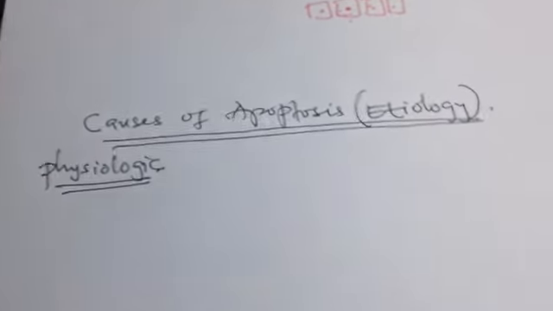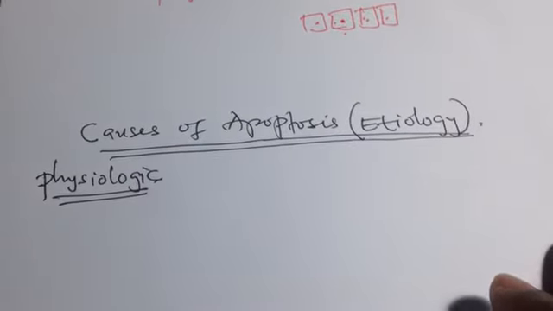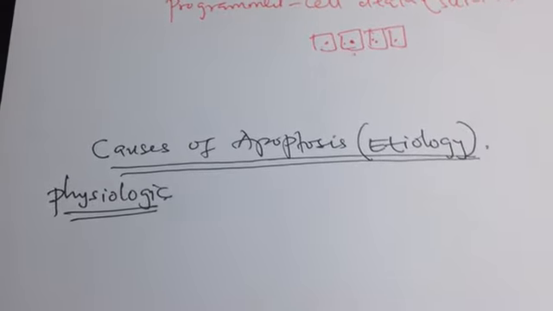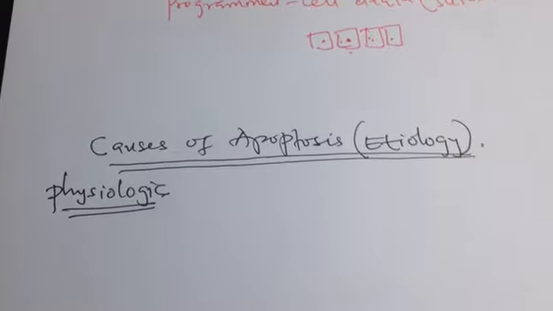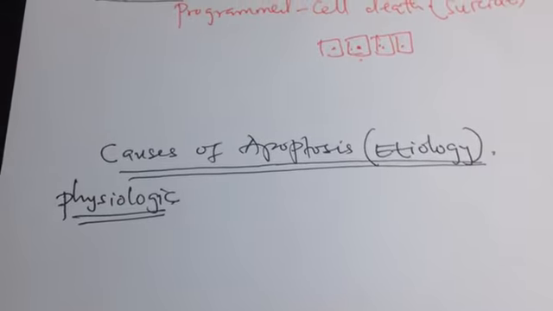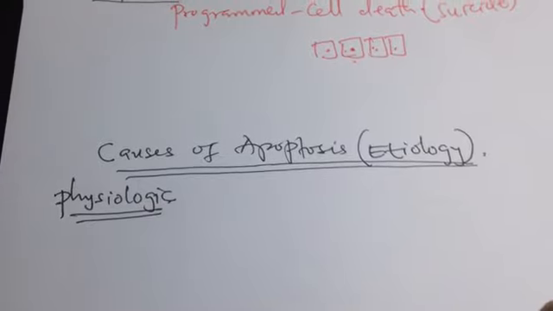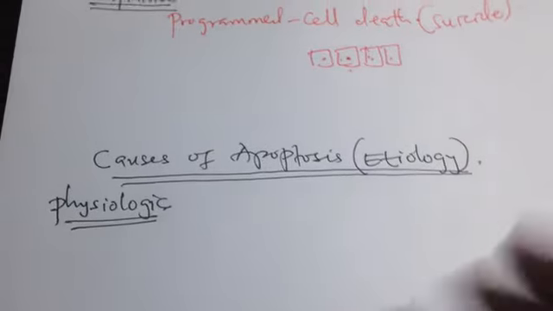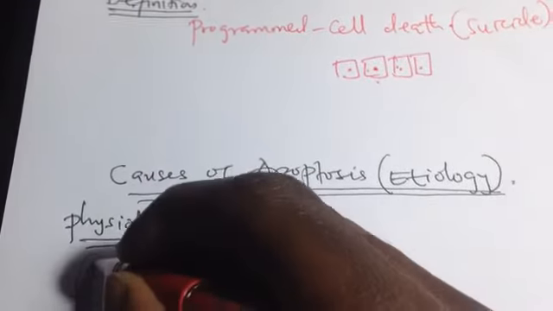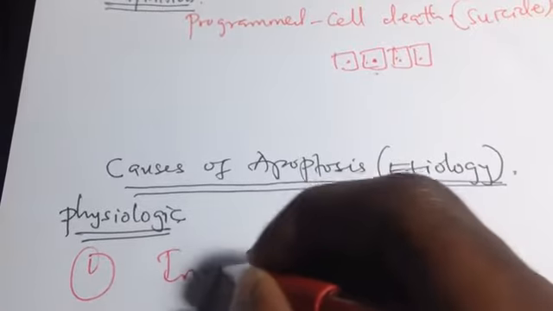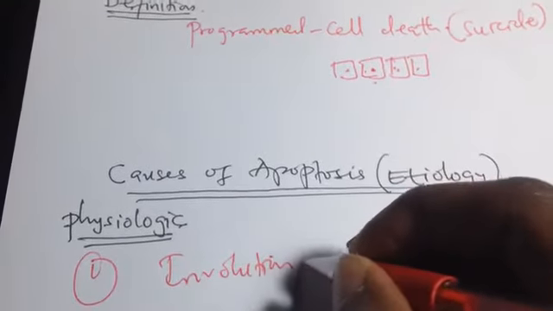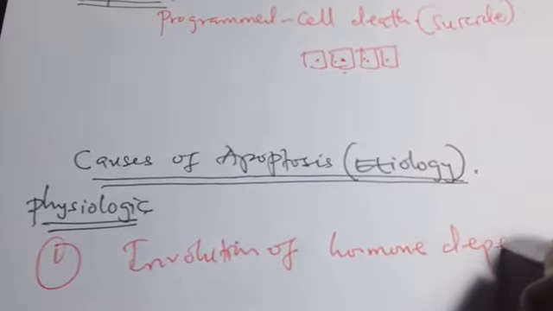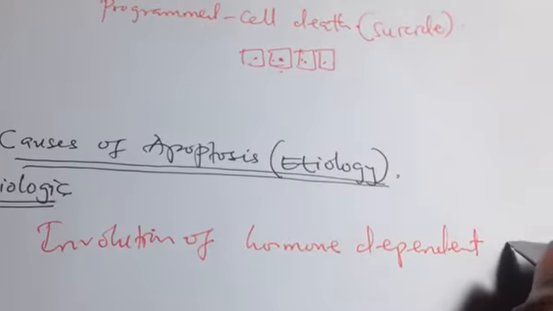Now we are going to dive into the causes of apoptosis. What will lead to this cell suicide? What will cause the cell to actually kill itself? We have physiological factors and pathological factors that lead to this cellular suicide. For the physiological factors, number one, for example, is involution of hormone-dependent organs.